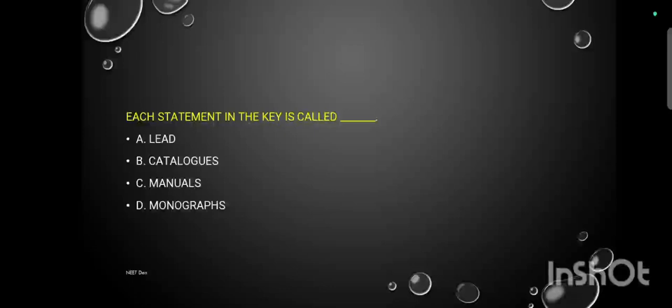Question. Each statement in the key is called a lead. A. Lead. B. Catalogs. C. Manuals. D. Monographs. So the answer here is A. Lead.